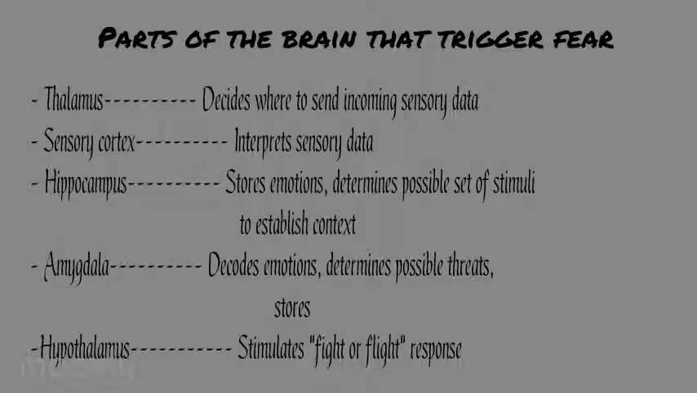Parts of the brain that help in triggering fear include the thalamus, which decides where to send incoming sensory data; the sensory cortex, which interprets sensory data; the hippocampus, which stores and retrieves conscious memories, processing sets of stimuli to establish context; the amygdala, which decodes emotions, determines possible threats, and stores fear memories; as well as the hypothalamus, which stimulates the fight or flight response.